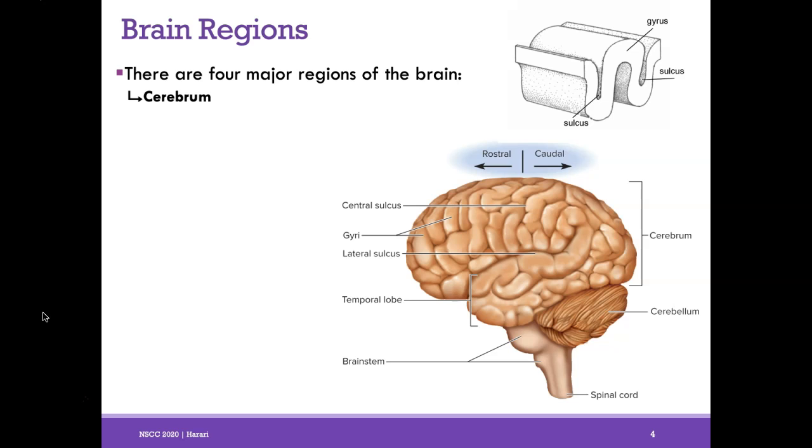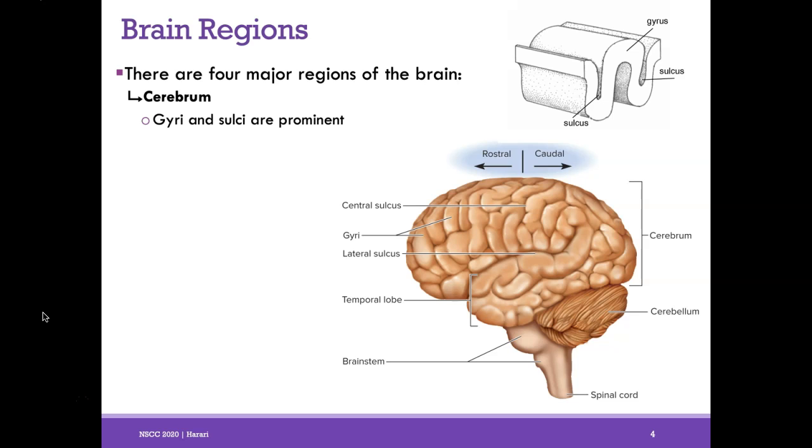There are 4 regions of the brain, and different books divide them up a little differently, but we're going to go with this textbook and say that there are 3 regions: the cerebrum, the cerebellum, and the brainstem. I'm getting ahead of myself, but most books would say there are 4 different regions, but this book says there are 3 major regions.